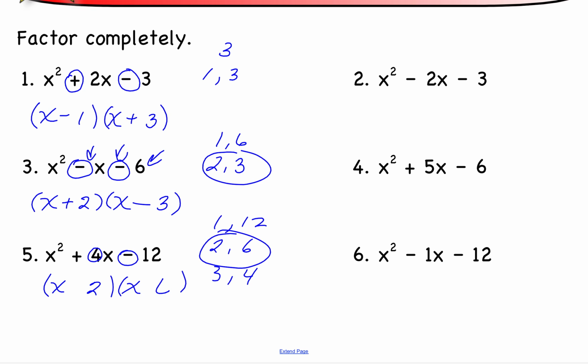So we're going to write a 2 and a 6. Now one of these is plus and one is minus. Since this is a minus, the one that's plus is the bigger one. 6 is bigger, it gets the plus sign, 2 gets the minus sign.